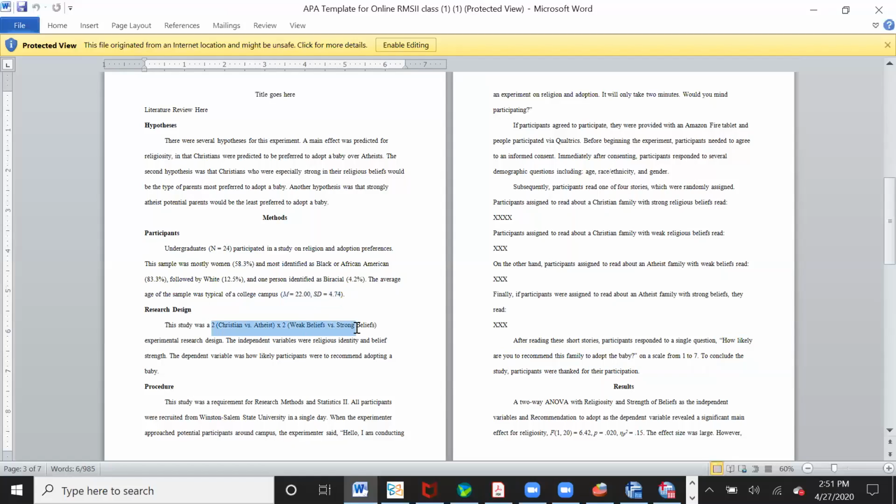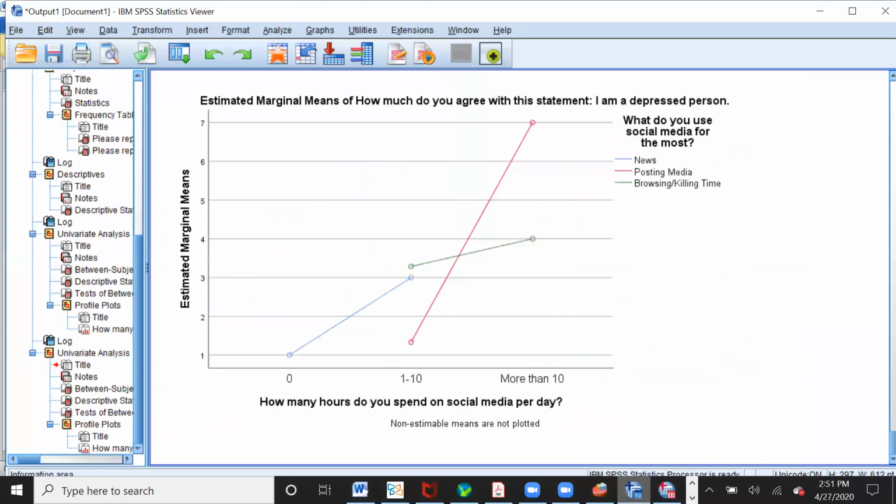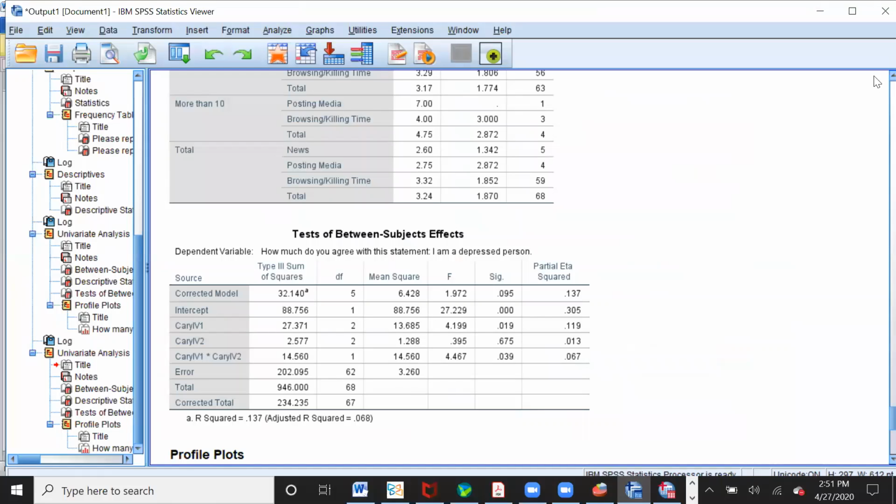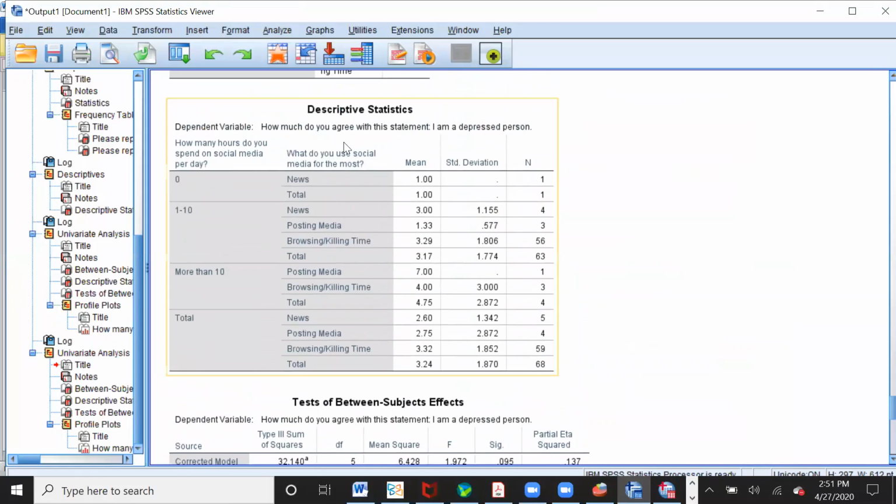Do you know what the factorial design was for your study? I don't. Okay, let's look. Let me give you a little assist, see if you can figure it out. This is your first independent variable: how many hours do you spend on social media? How many groups did you have for how many hours spent on social media? 3. Right. So your first number is 3. So you have a 3 by something design.